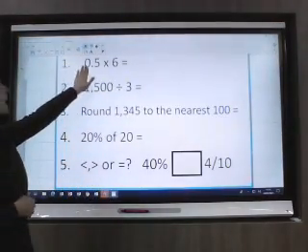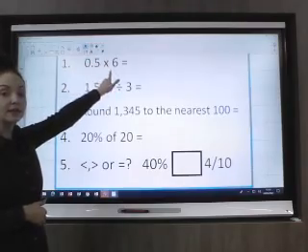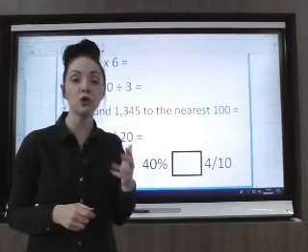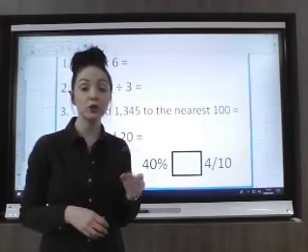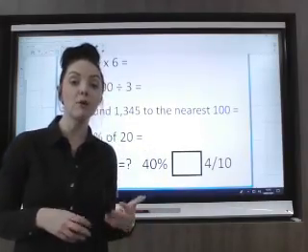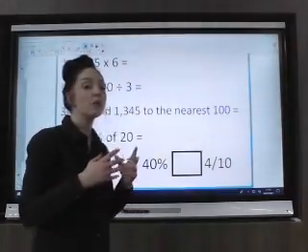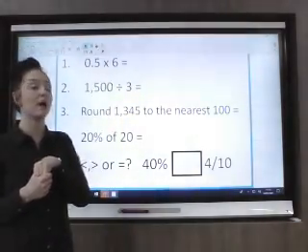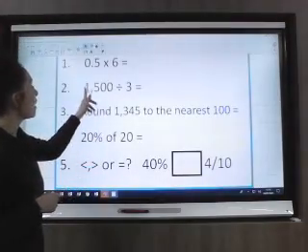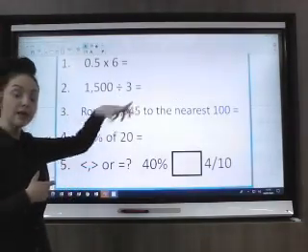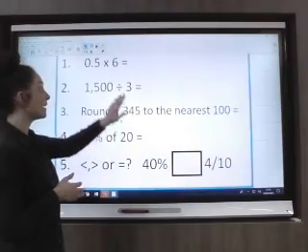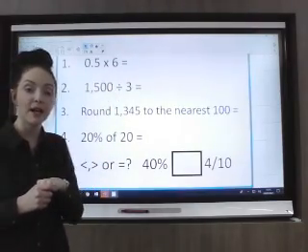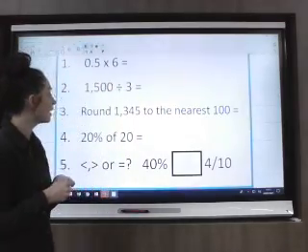So the first one is 0.5 times 6. Okay, so for that one, you can use your known facts. I know you already know what 5 times 6 is. So have a think what you've done to 5 to get to 0.5 and do the same to your answer. This one then is 1,500 divided by 3. Again, you can use your known facts. Forget the zeros are there. You know what 15 divided by 3 is, and then add your zeros back on.